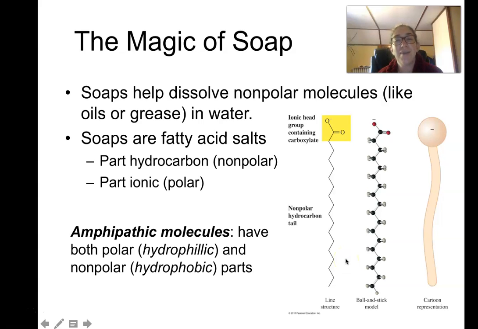So we call these types of molecules amphipathic. They are both polar and nonpolar at the same time. They have a polar head and a nonpolar tail. So they kind of bridge the gap between polar and nonpolar things. We say that the polar part, the charged part, is hydrophilic, it loves water, and that nonpolar tail is hydrophobic, it's afraid of water. And we say it's amphipathic. Amphi means both, like amphibians live in both water and land. So amphipathic molecules are both nonpolar and polar.